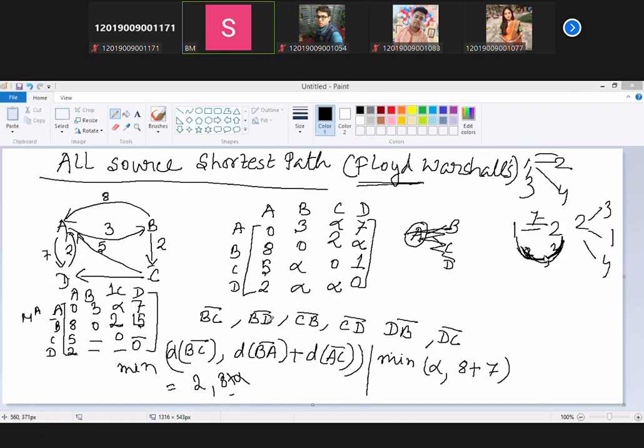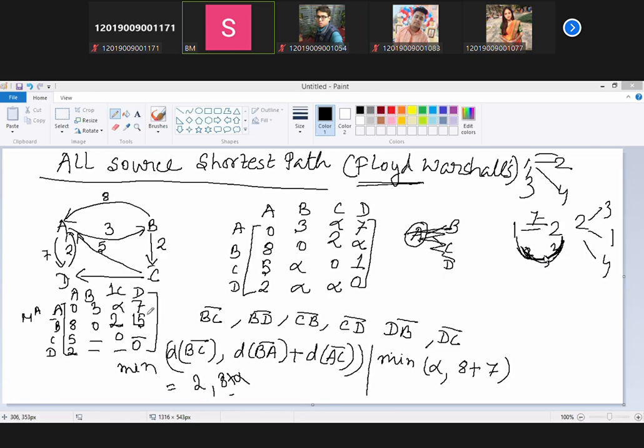Now for B to D, what is the original distance in the previous matrix? It is given as infinity, because there is no direct connection. So let us see whether any path exists via A or not. For that you take B to A and A to D. B to A is 8 and A to D is 7, so 8 plus 7 is 15. Comparing with the initial distance infinity, 15 is minimum.